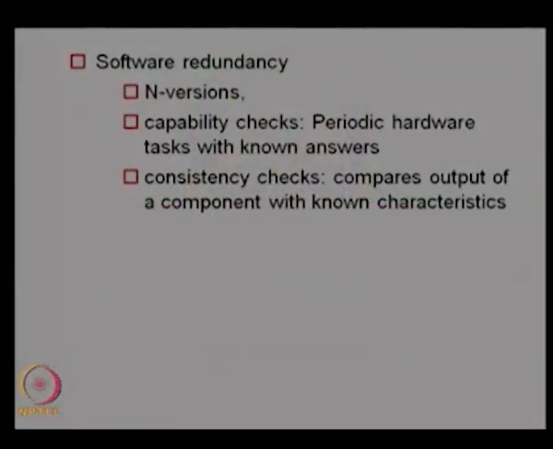And another method of doing the software redundancy is capability checks. In capability checks, periodic hardware tasks will be carried out by the system, without specifically instructing the system to carry out such tasks, continuously doing periodic hardware tasks. So it will carry out some specified task like running a motor or switching off a light, and will check whether it is working or not. So that is again an implementation of redundancy in software.